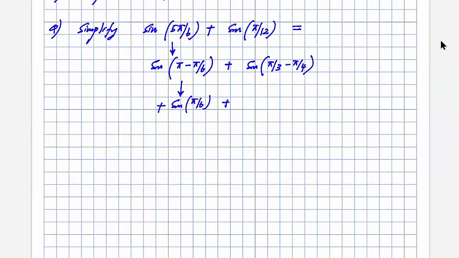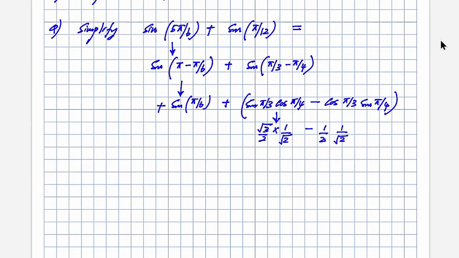What about this one? Double angle formula, sine A minus B. So that's going to be sine pi divided by 3 cos pi divided by 4, minus cos pi divided by 3 sine pi divided by 4. Agree? Sine pi divided by 3 is square root 3 divided by 2 times 1 divided by square root 2, minus cos pi divided by 3 which is half, times 1 divided by square root 2. Sine pi divided by 6 is half.